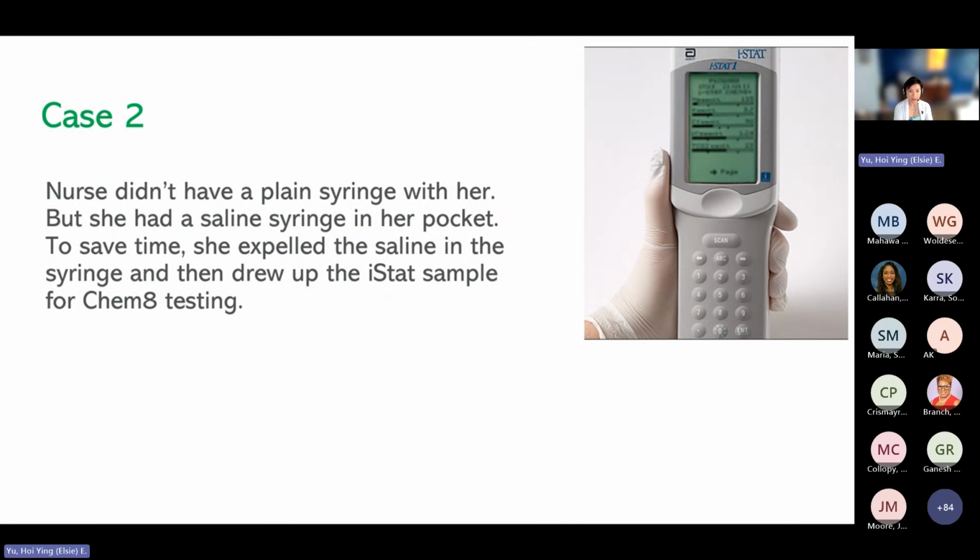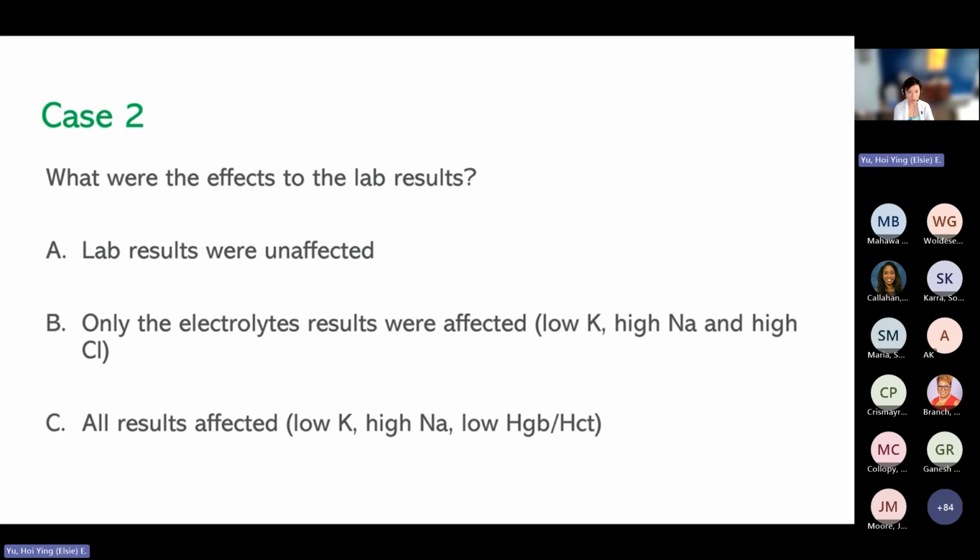And let's look at the second case. In this case, the nurse wanted to do an iSTAT test, but didn't have a plain syringe with her. She had a saline syringe that she found in her pocket. So to save time, she expelled the saline from the syringe and then drew the blood sample for CG8 testing. And this is your first poll question. What do you think would happen to the lab results?